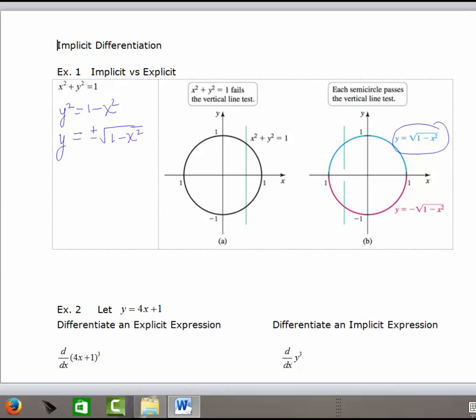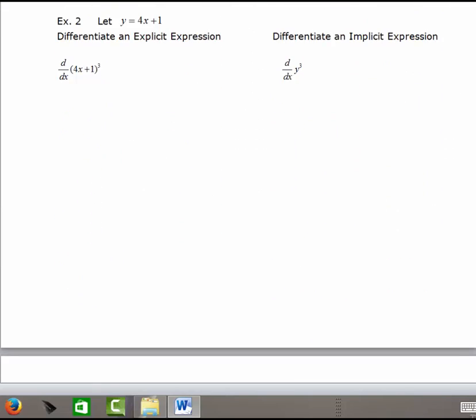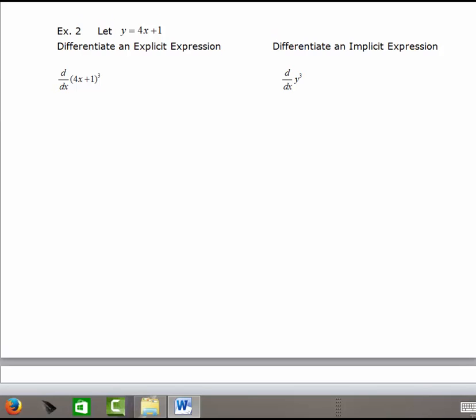One would be the top half of the circle, all the positive y values, and for the y equals negative square root, that would be the bottom half of the semicircle. And so this function is written explicitly. And so the first thing I want to do is look at an example, kind of comparing how we would find the derivative of a function that is written explicitly, and then what that looks like if you take the derivative of a function that's written implicitly.